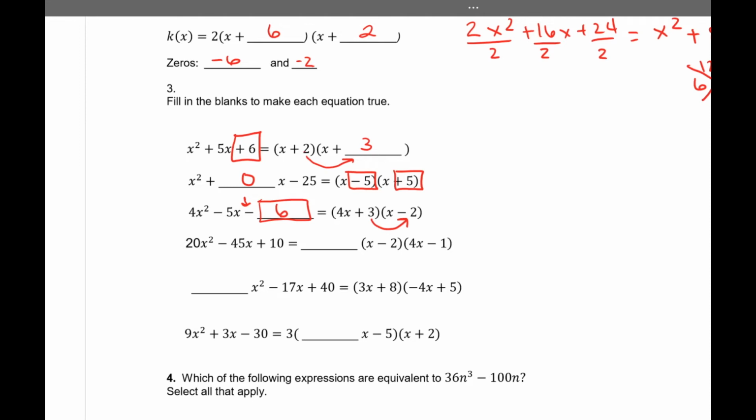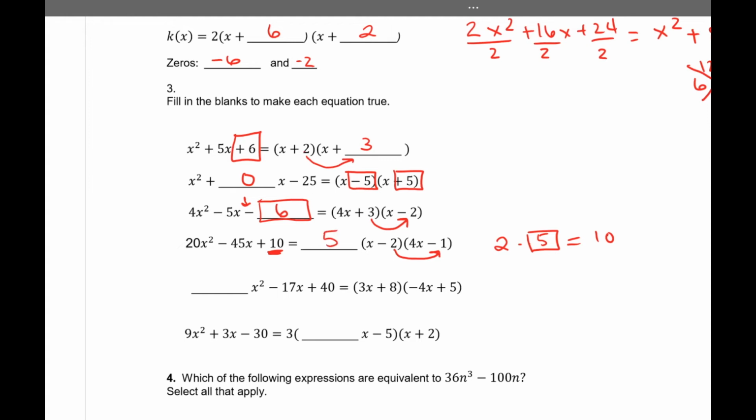20x squared minus 45x plus 10 equals this. So 2 times negative 1. What's 2 times negative 1? Well, 2 times negative 1 is positive 2. But remember, if I wanted to figure out the last number, that's this one, I multiply these two. So 2 times what gives you 10? Well, 2 times 5. So this answer here is 5.